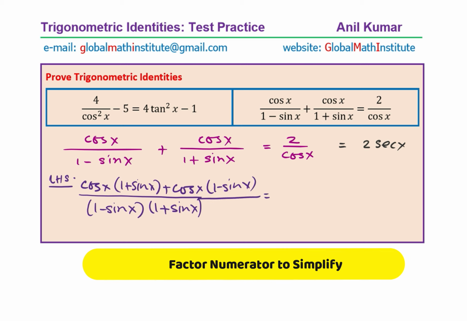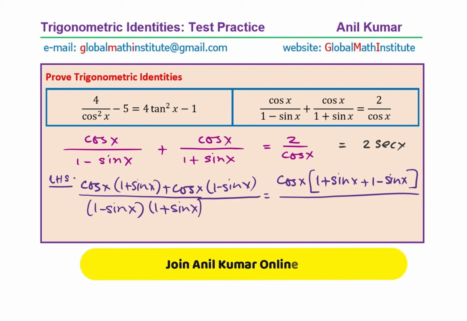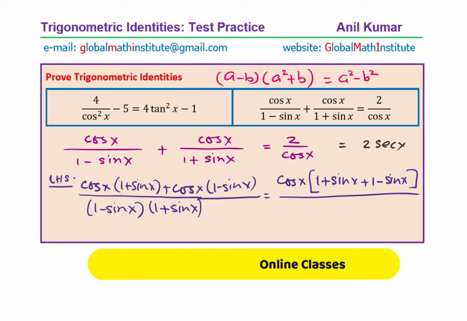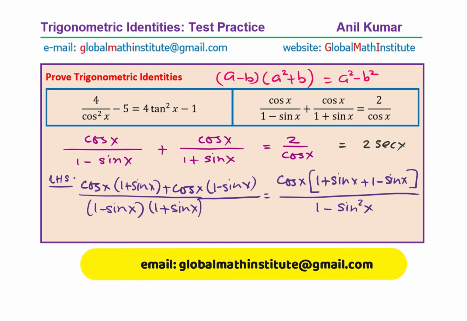Now in the numerator, I can take cos x common. So I'm left with 1 plus sin x plus 1 minus sin x, correct? There is no need to expand that. Factoring is better, right? The denominator is like a minus b times a plus b. And what is that equal to? Well, that is a square minus b square, correct? And therefore, I could write this as 1 minus sine square x. Make sense?